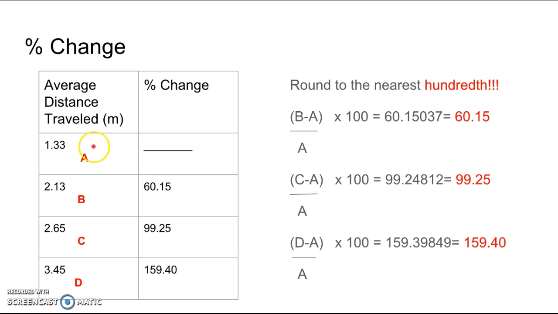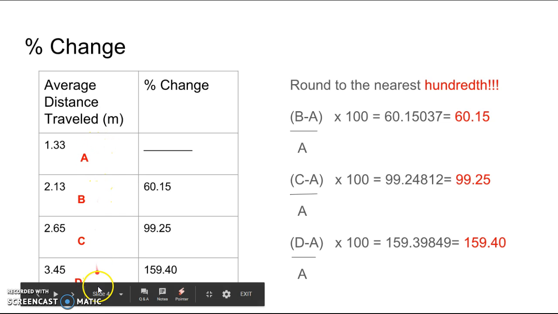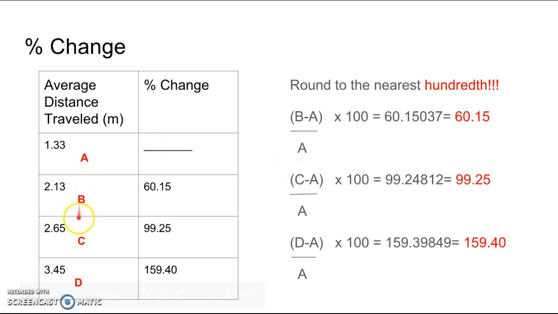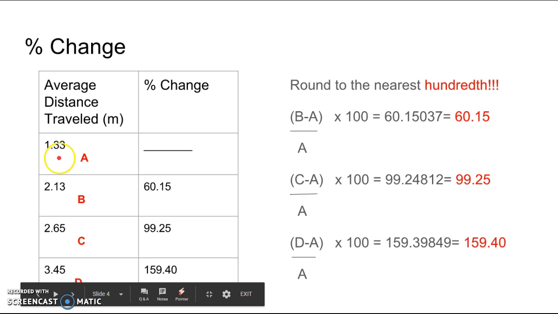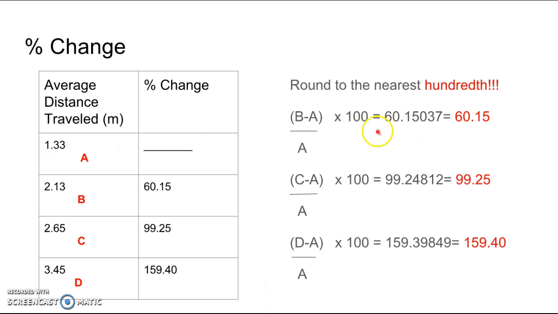And you probably want to label your averages A, B, C, D. Sometimes there might even be an E and an F, but label them so that it's easier to create these formulas. So the first one should have been 2.13 minus 1.33 equals, if you're using a calculator, then divided by 1.33, and then multiplied by 100. And you should have gotten a number like this, which you would then round to the nearest hundredth, so that it would look something like this.